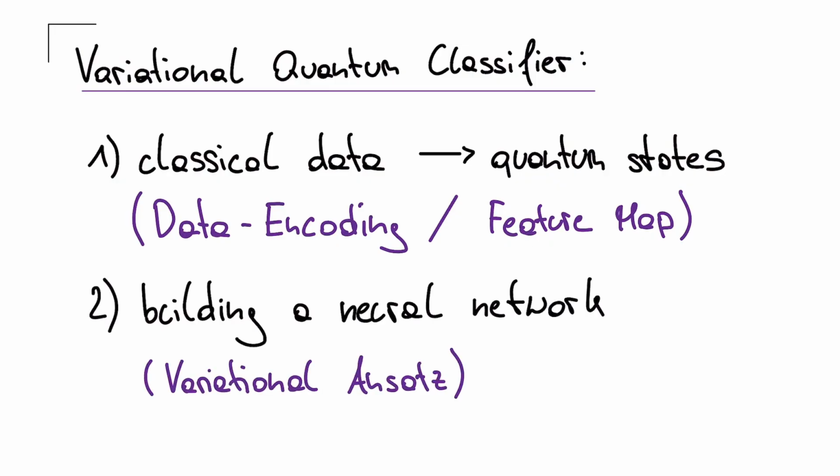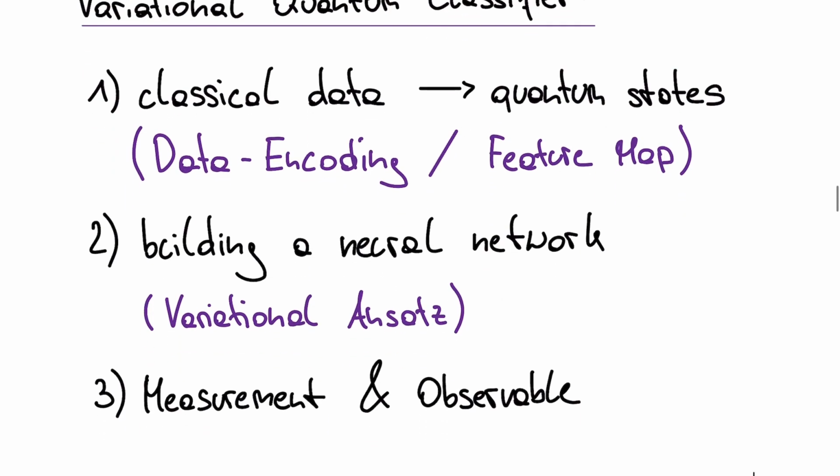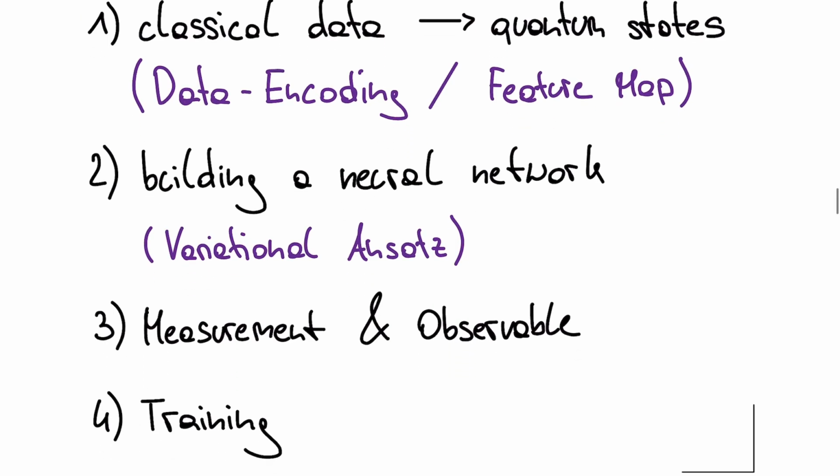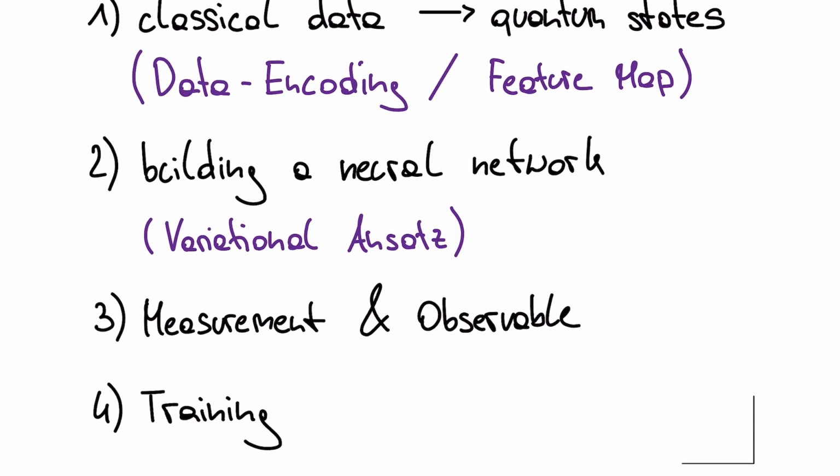Next, we construct our quantum neural network, which we call the variational ansatz. Here we define the structure of the network, the foundation that makes learning possible in the first place. After that, we need to specify how the measurements are performed and which observables we define in order to extract information from our quantum system. Finally, we perform the actual training of our variational quantum neural network.